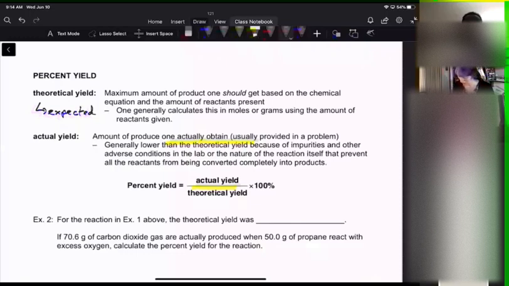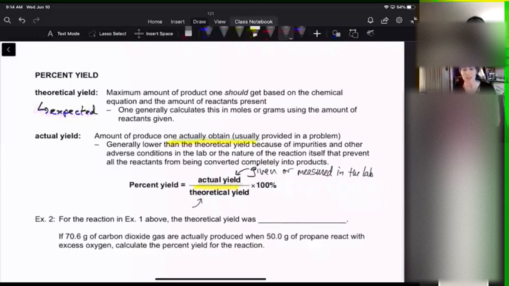So this value is given in the problem or measured in the lab. The theoretical yield is your expected value from the mass-to-mass calculation.